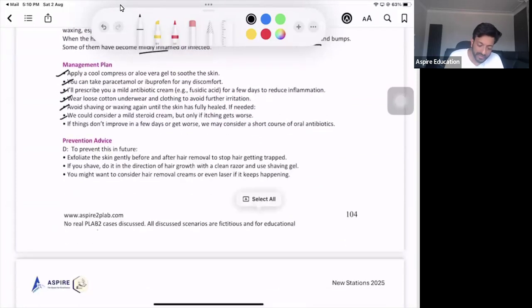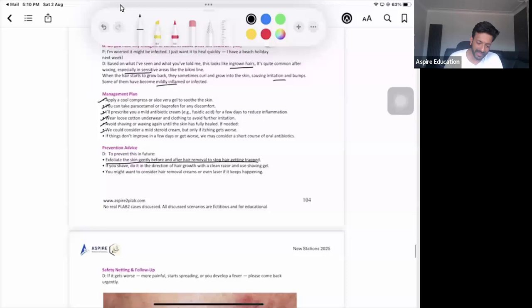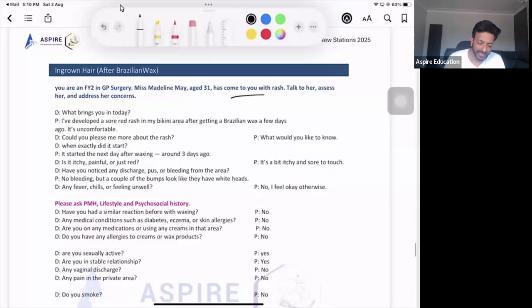But prevention. To prevent this in the future, exfoliate the skin gently before and after hair removal to stop hair getting dry. That's really important. And if you shave, do it in the direction of hair growth with a clean razor and use the shaving gel. And you might want to consider hair removal cream or even a laser if it keeps on happening again and again. Right? So the management is just simply reassurance and maybe mild steroid or antibiotic cream you can give. Right? So in dermatology, this is how you can manage. So this is what we have got in ingrown hair after Brazilian wax. All right.